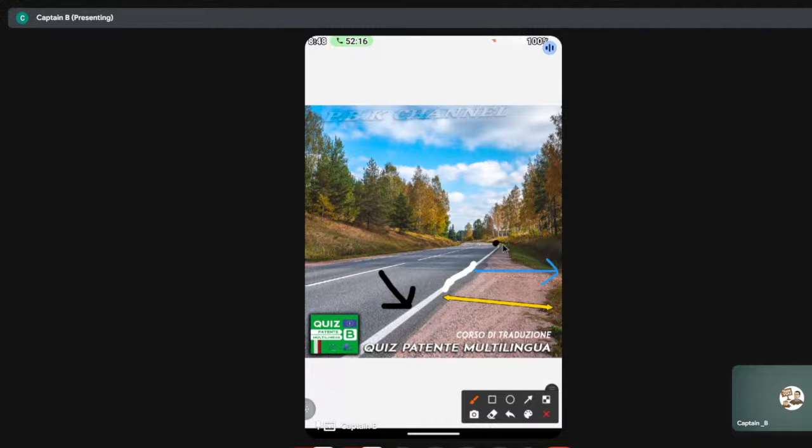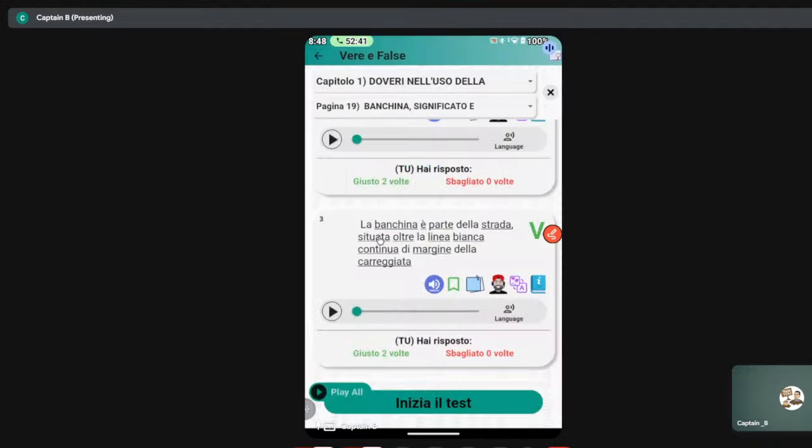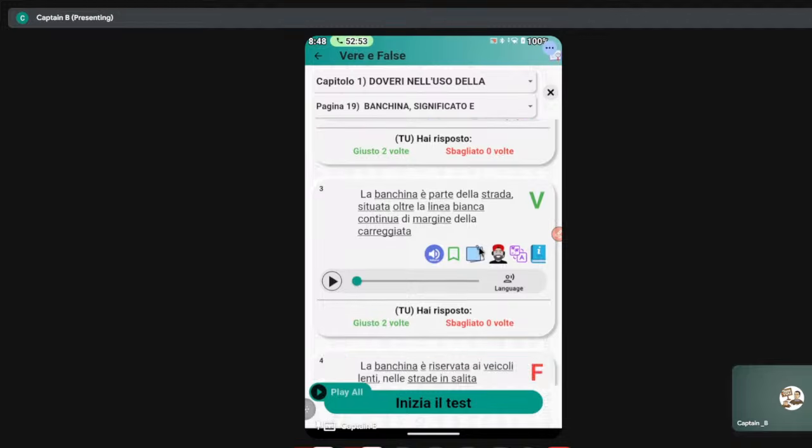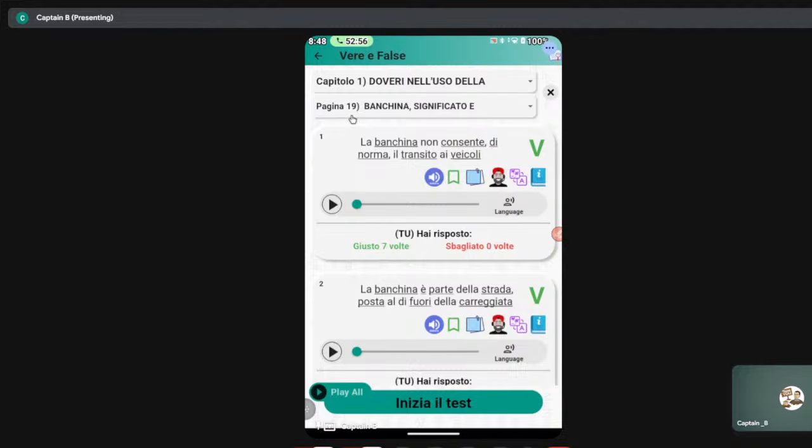If you look closely up there, you see there is a hole here. There's a hole there. So if you decide to enter this place, your vehicle might fall inside. You understand? So that's the banchina they are talking about. This one is very fine. All right. So normally in banchina you can stay, and it is true. Right? So the edge line is bianca continua, the margine della carreggiata, which is the white continuous line at the edge of the carriageway. And the answer is true. So if you have any question, raise your hand and ask me.